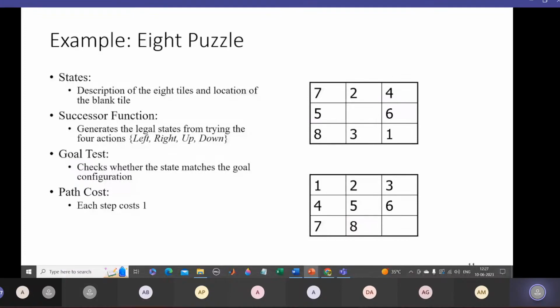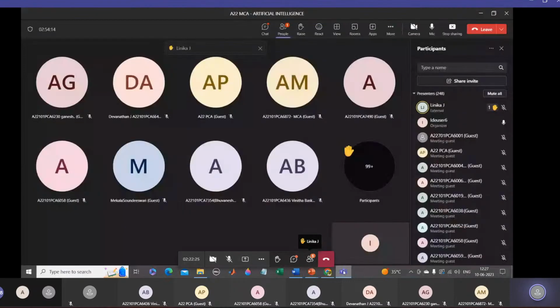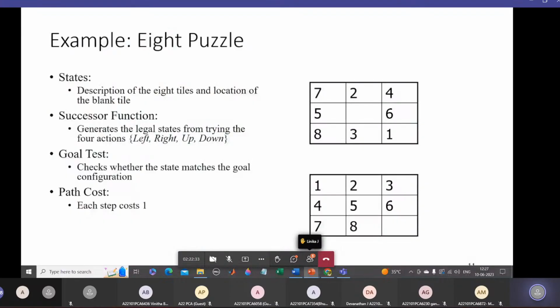Understood? Yes. Shall I proceed? Yes. Ma'am, answer me yes or no, whether I am out of connection. No, the mic is on. Yes, tell me ma'am. Yes, ma'am.